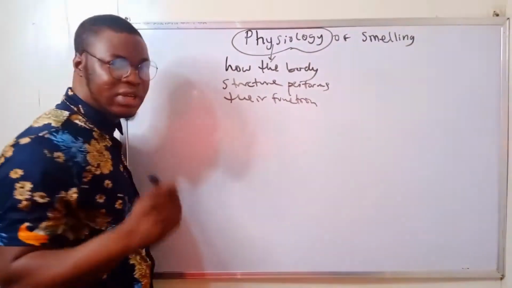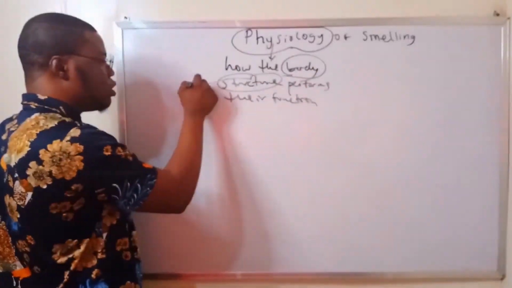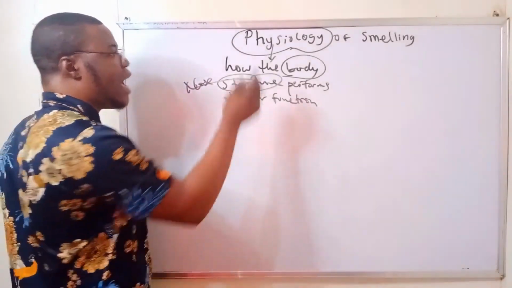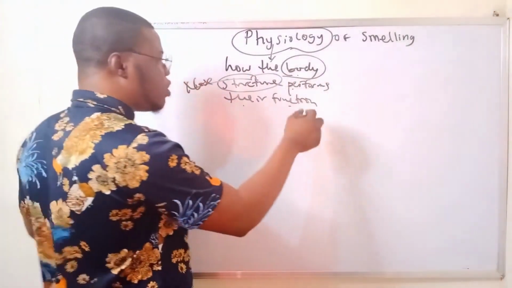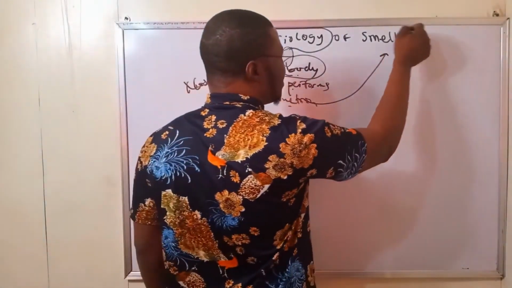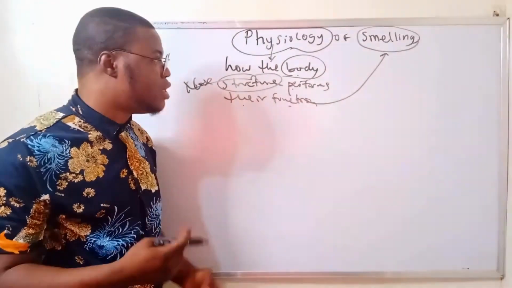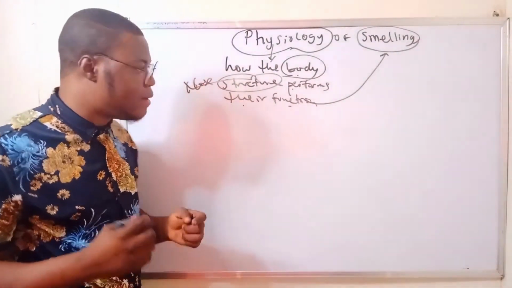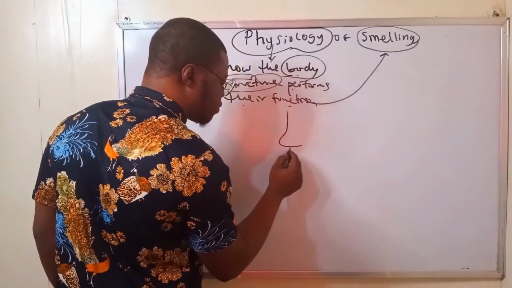And which body structure are we talking about here? The body structure we're talking about here is the nose. So what we want to look at is how the nose performs its function. And the major function of the nose is smelling. So one of the major functions, apart from breathing in air, is smelling. So that is what we want to study. Now, let me bring you this diagram one more time for this class.